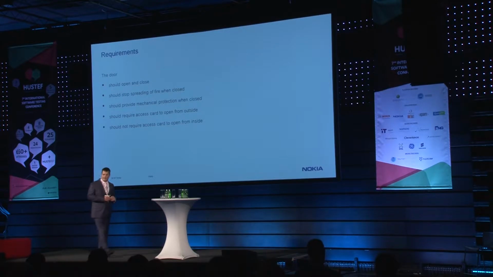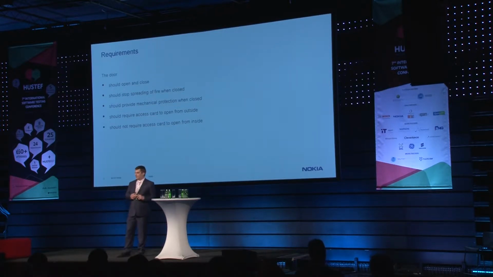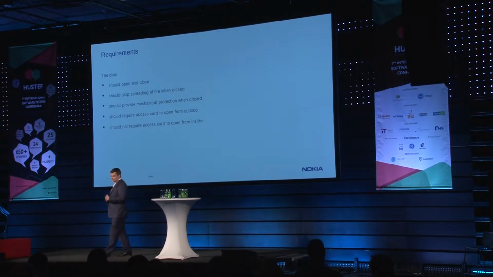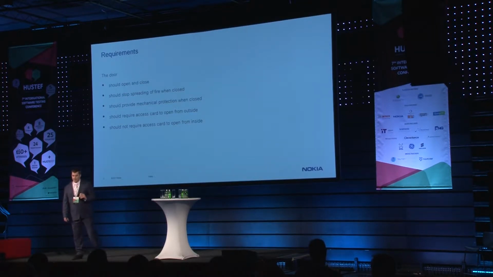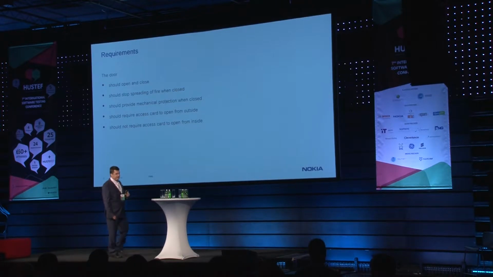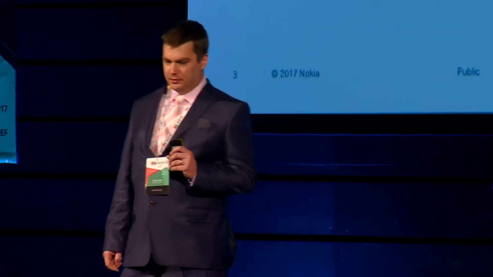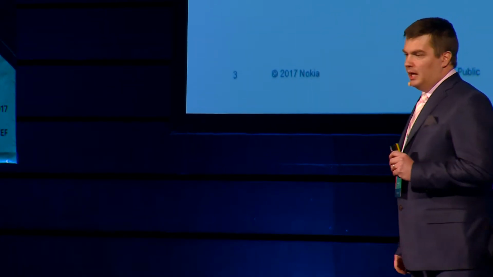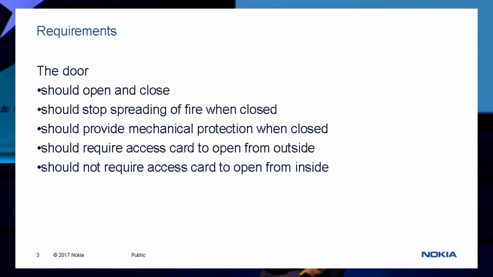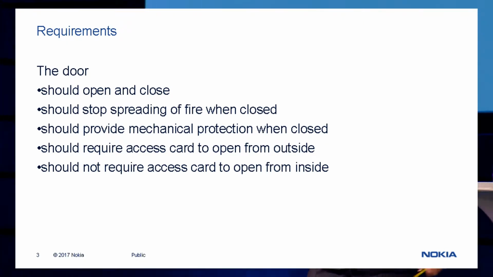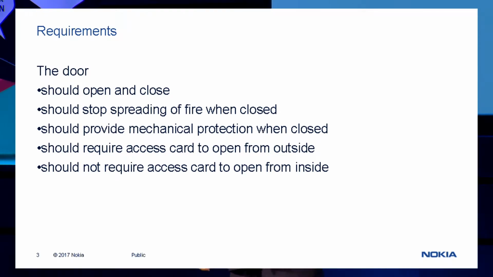And to make this testable, we need to have specific and testable requirements. So let's define the following: this door should open and close. It should stop spreading of fire when it is closed, of course. It should provide a mechanical barrier when it is closed, so people should not go through it if they are not allowed. And it should require an access card to be opened from the outside. But the tricky thing comes here, that it should not require an access card when you open it from the inside. So you just need the door handle and open it like this.